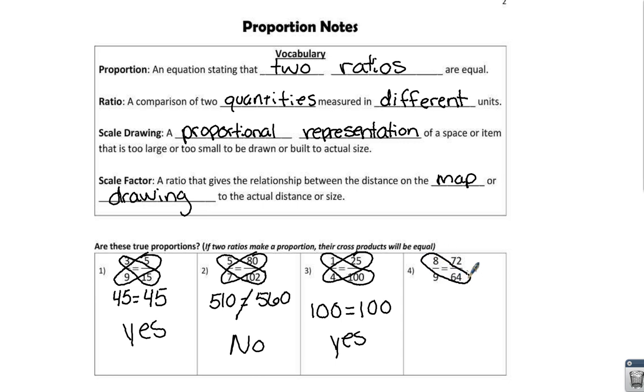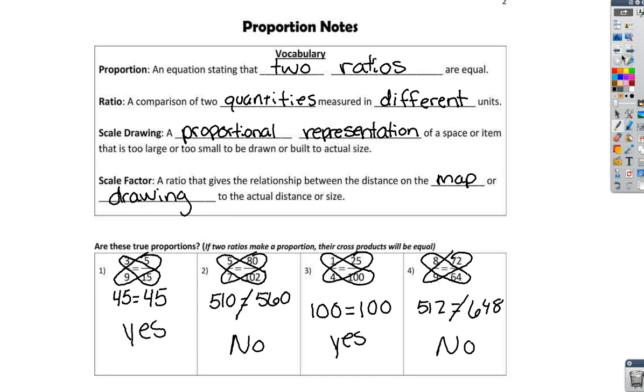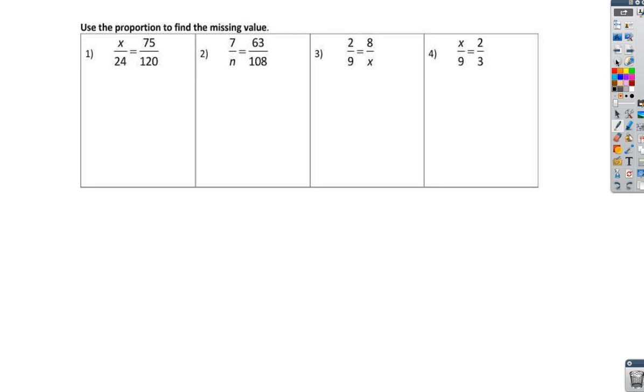Okay, number 4, again, we're going to start by cross multiplying. 8 times 64, you can type it in your calculator, is 512, equals whatever 9 times 72 is, and 9 times 72 is 648, and that is not true, so no, this is not a proportion. So when we solve proportions, we're just cross multiplying.